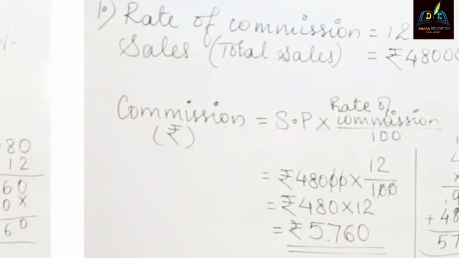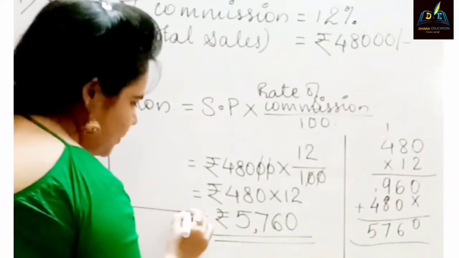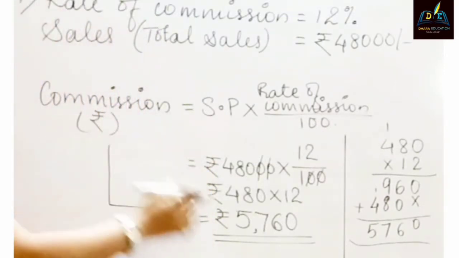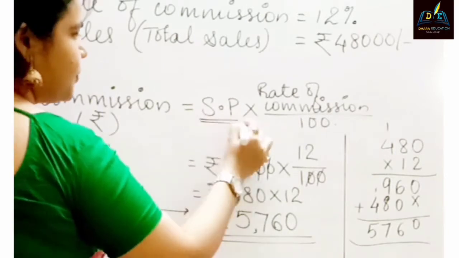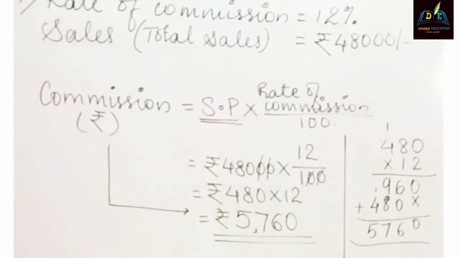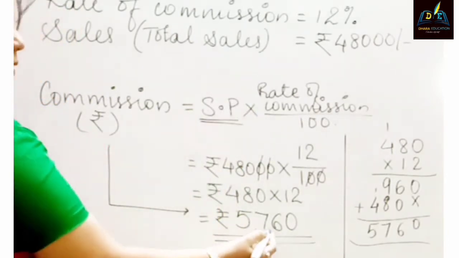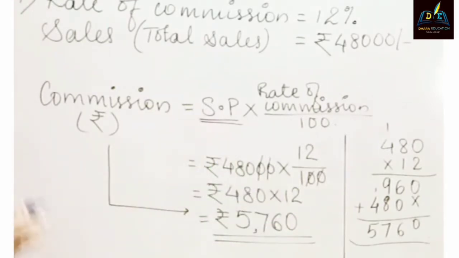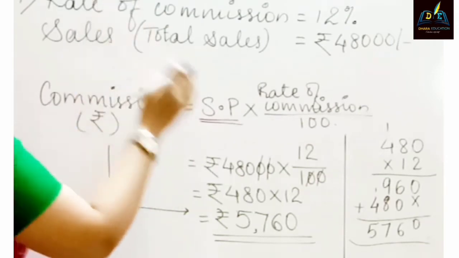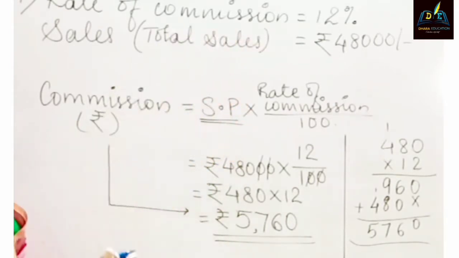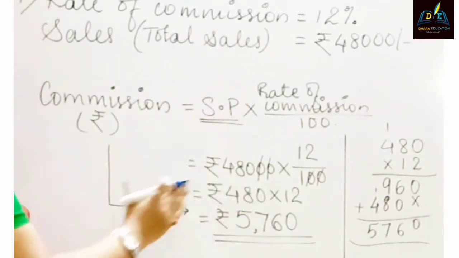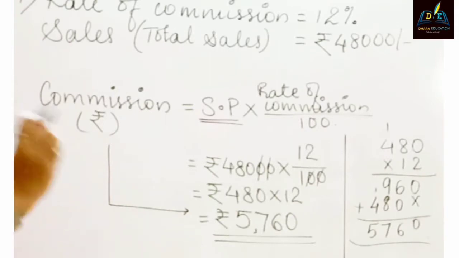Now students, this is the actual commission amount which we have calculated on the basis of selling price, rupees 48,000, and we have got 5,760. Now we need to think how much the seller will get. The seller will get the total sales amount, 48,000, minus the commission; whatever the balance is, he will get it.